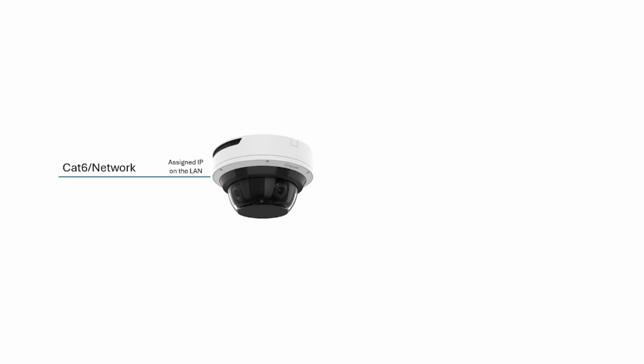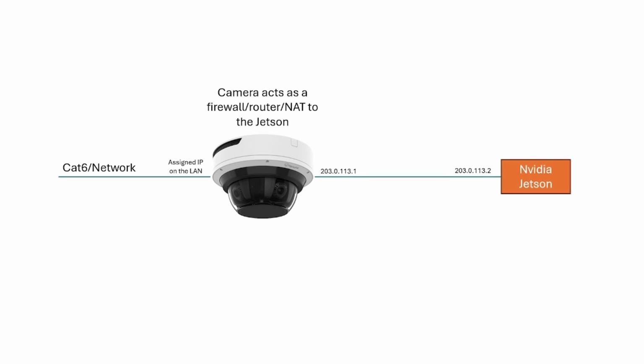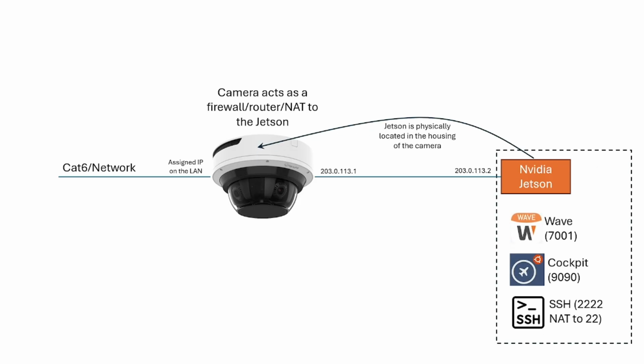So looking at it, basically we have our Cat6 that's plugged into the camera. We assign it an IP address on the LAN like we normally would, and we have everything that we would normally see in the camera itself. Going a step further, inside there we have the NVIDIA Jetson running, and essentially the camera is a firewall, router, and does network address translation to the Jetson. So you can see there you have a different IP scheme. Nothing to worry about, it's just how it's set up on the back end, and then essentially it allows it to port forward anything that we're working on in the NVIDIA Jetson.